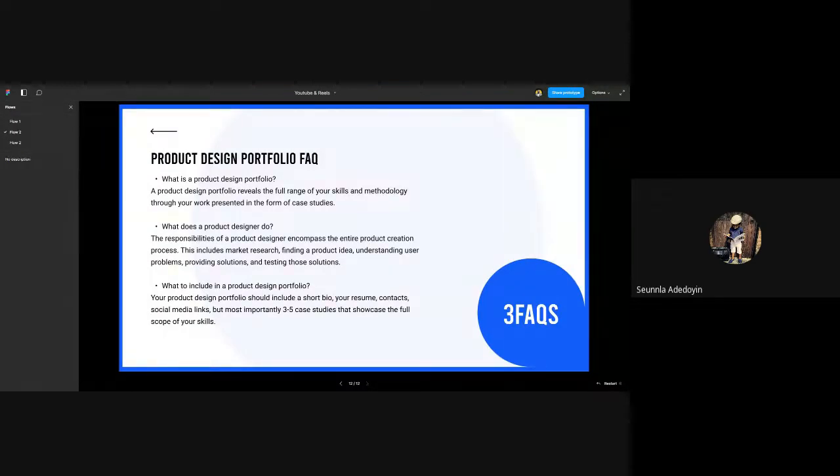Then the other one is, my best projects are probably website redesigns or web apps. I don't have mobile designs as one of my best projects. I just have websites and web apps. So is it okay to leave out mobile designs from my portfolio?